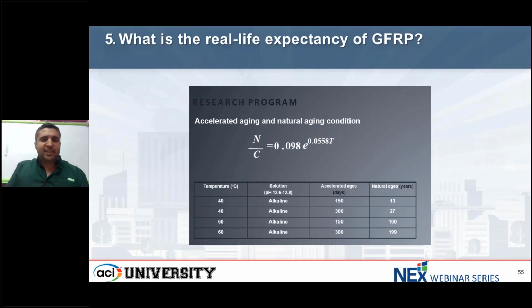This formula was a research program showing the relationship between temperature and aging in an alkaline solution of between 12.6 to 12.8 pH level. Very, very interesting, because if you put this number in the formula, you will see that at 60 degrees Celsius, at about 150 days, that's about equivalent to a natural age of about 100 years. And if you do 60 degrees Celsius at 300 days of aging, that's about 200 years of service life.